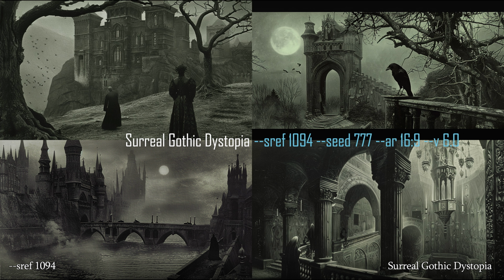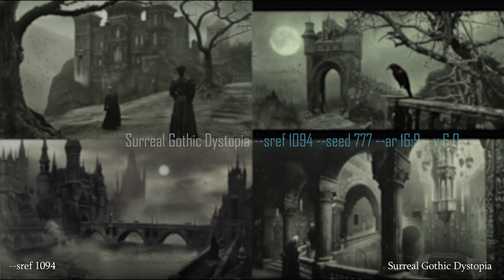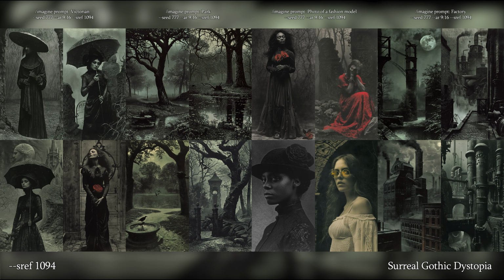1094. Surreal Gothic Dystopia. Yet another dark style. Somewhat of a retro or vintage look. Indeed, Gothic and has some color or tint to it.